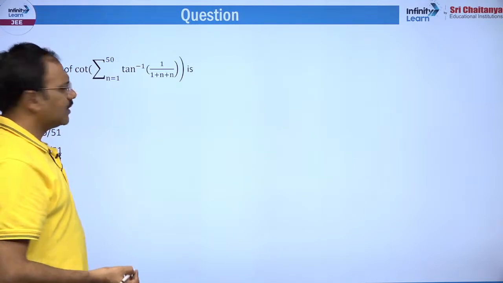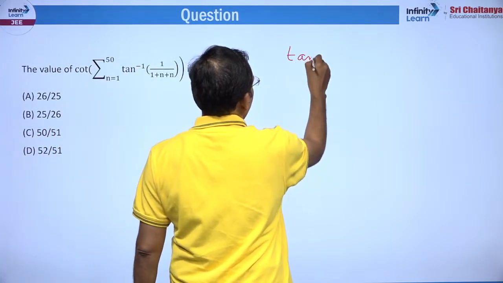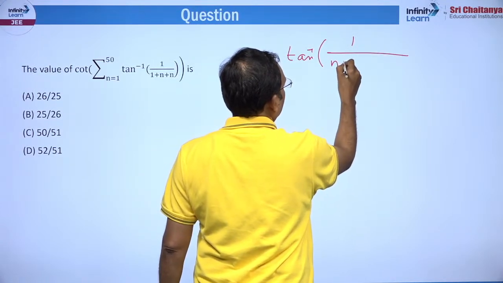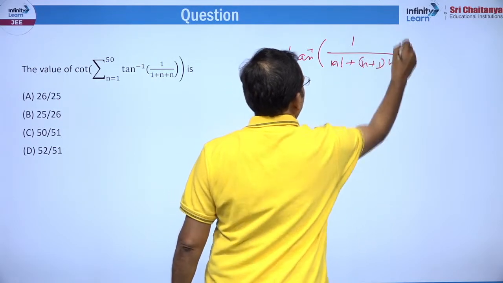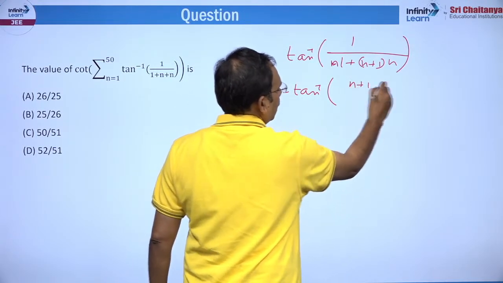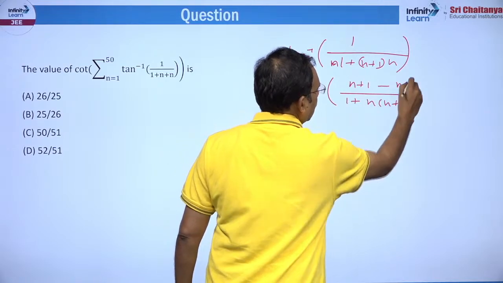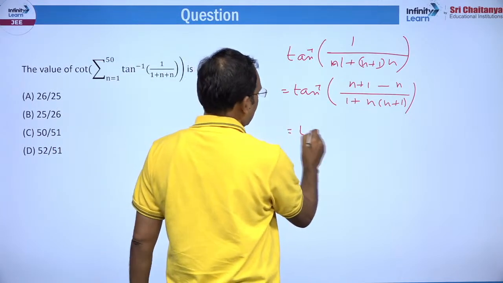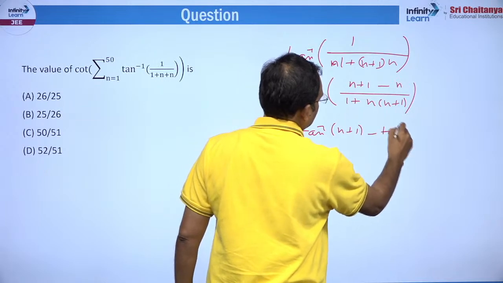Next, my dear friend, this is a very standard question. I think you know tan inverse of 1 by 1 plus n into n plus 1, which you can write as tan inverse of (n plus 1 minus n) by (1 plus n into n plus 1). It is like tan inverse of (x minus y) by (1 plus xy). So, you can write tan inverse n plus 1 minus tan inverse n.